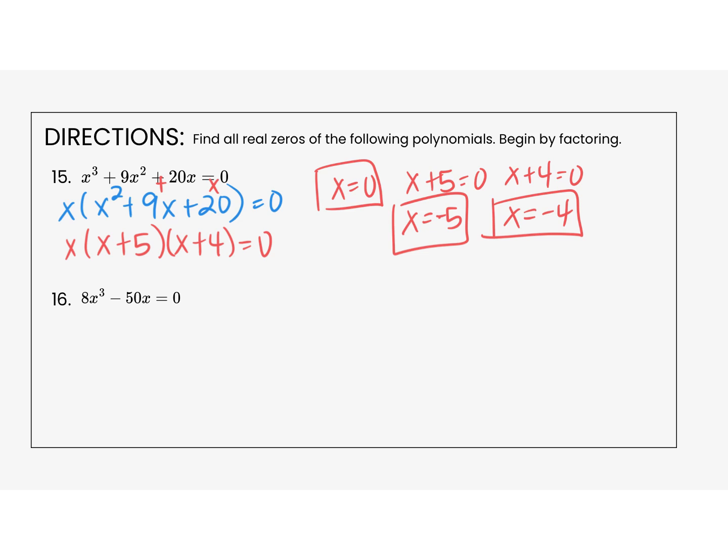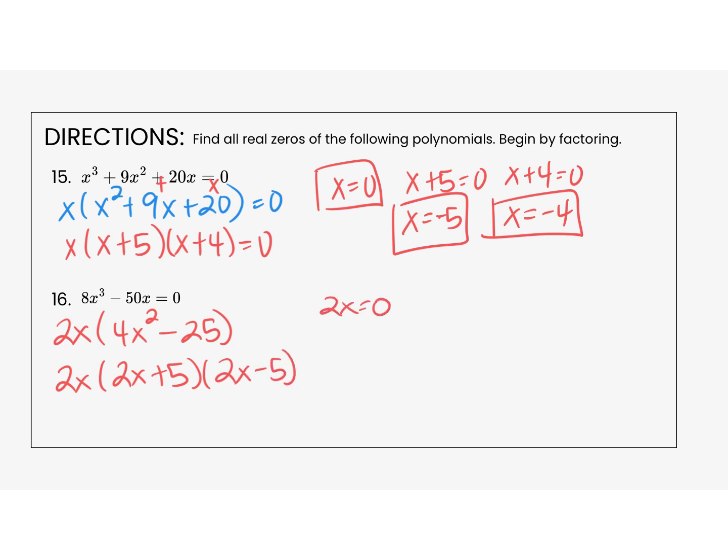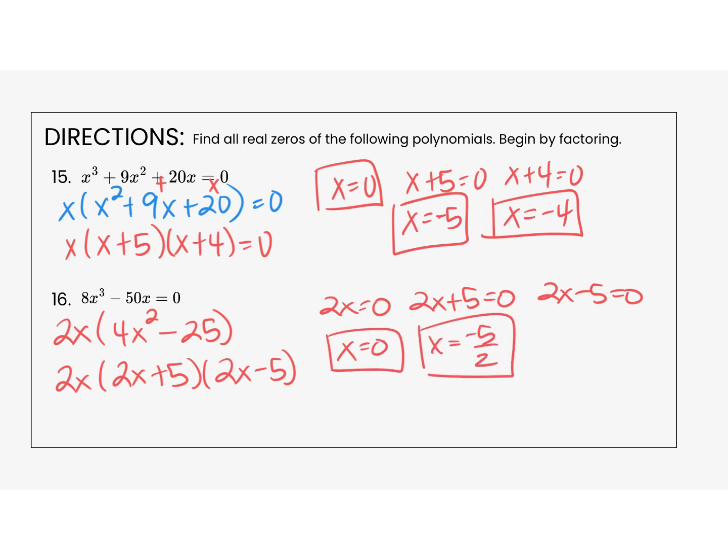Okay, number 16, I'm going to start with a GCF of 2x, and that leaves me with 4x squared minus 25. From there, 4x squared minus 25, I see that that is a difference of squares. So I should get 2x plus 5 and 2x minus 5. And again, from there, I'm going to set each of those equal to 0. So x equals 0 is 1. X equals negative 5 over 2 is another. And x equals positive 5 over 2 is my third.